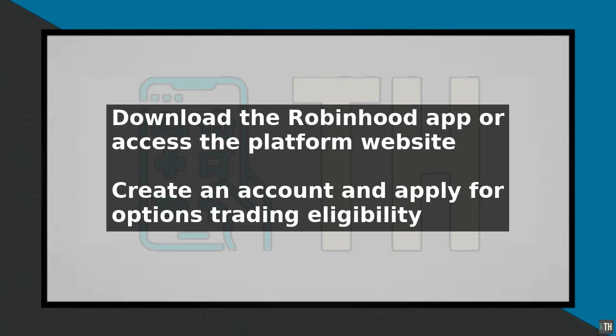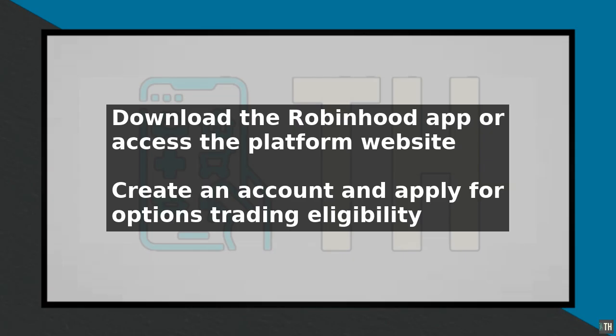To get a Robinhood derivatives account, you need to start by downloading the Robinhood app or accessing the platform through their website. Once you have created an account, you will need to apply for options trading, which is the type of derivatives trading offered by Robinhood.